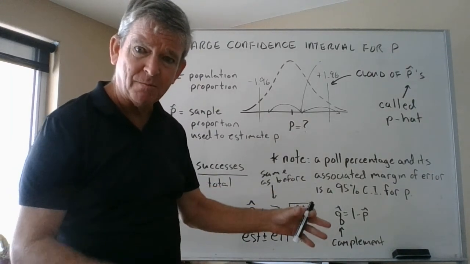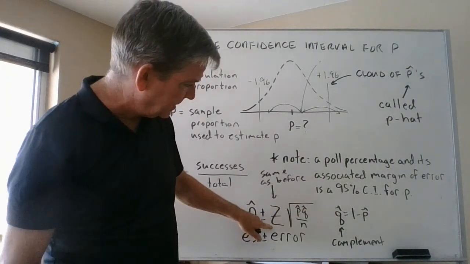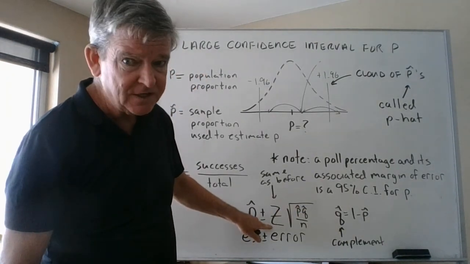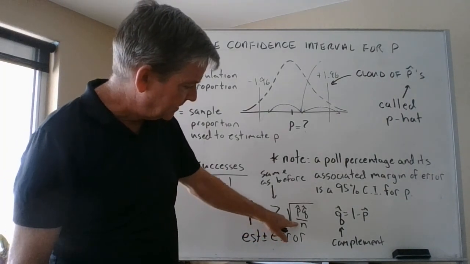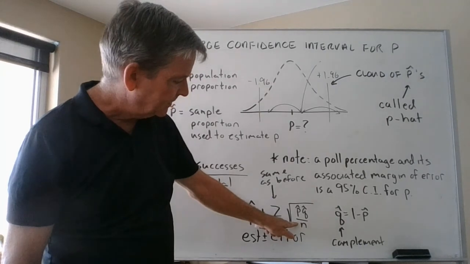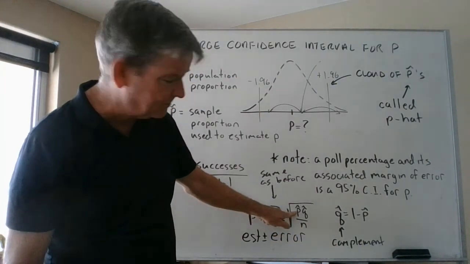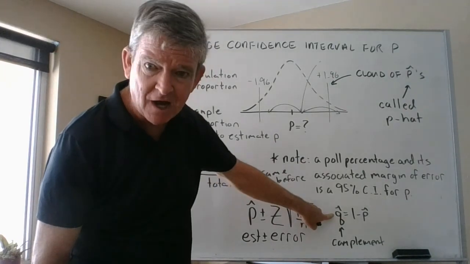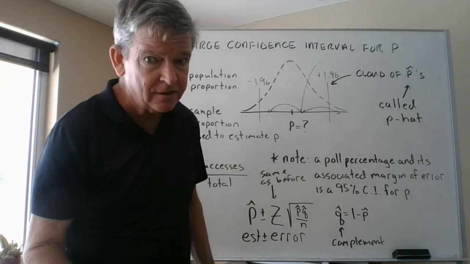Remember, it was X bar before plus or minus the Z and the standard deviation. Well, here's your Z. It's the same as before. If I say 95%, you know 1.96. And then we use this part, the square root of P hat times Q hat divided by the sample size. Q hat is nothing but the complement. So if P hat is 0.6, Q hat is 0.4.